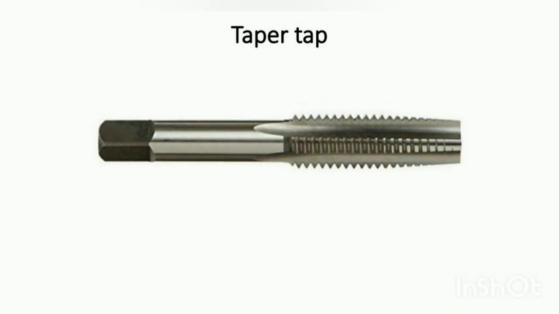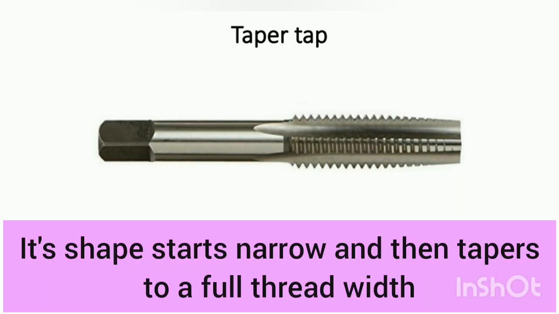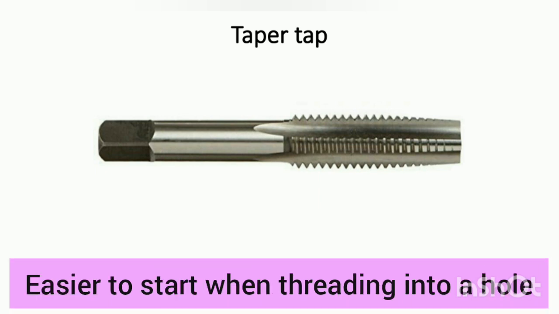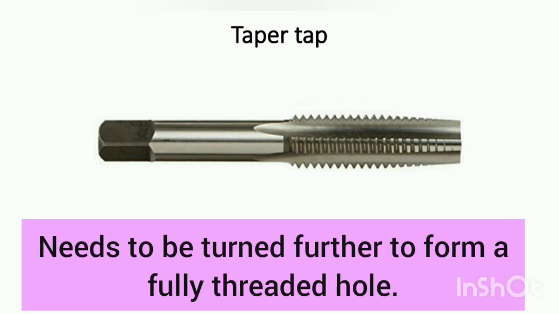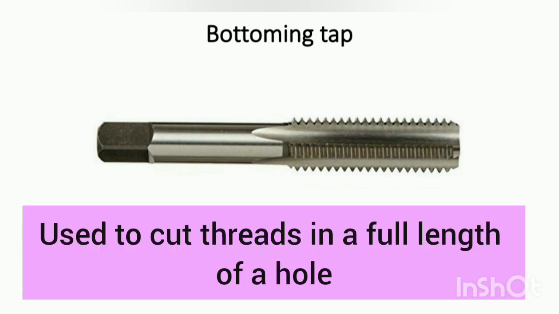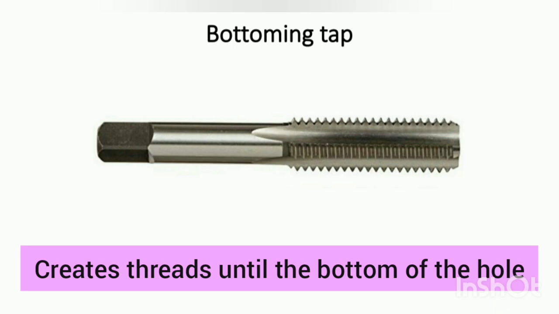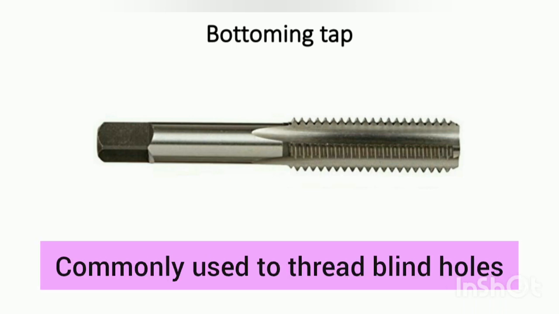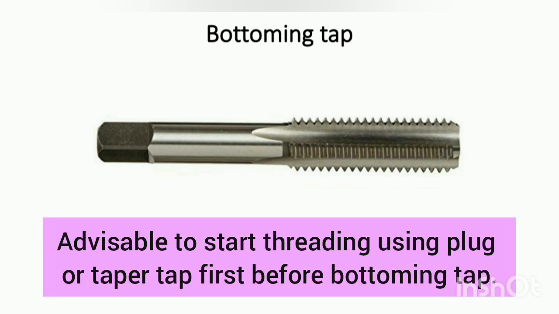Next is the taper tap. Its shape starts narrow and then tapers to a full thread width. This makes it easier to start threading into a hole, but it needs to be turned a little further to form a fully threaded hole. Lastly is the bottoming tap, which is used to make threads in the full length of a hole. This means it creates threads until the bottom of a hole, and is commonly used to thread blind holes. It is advisable to use the taper or plug tap first before using the bottoming tap.